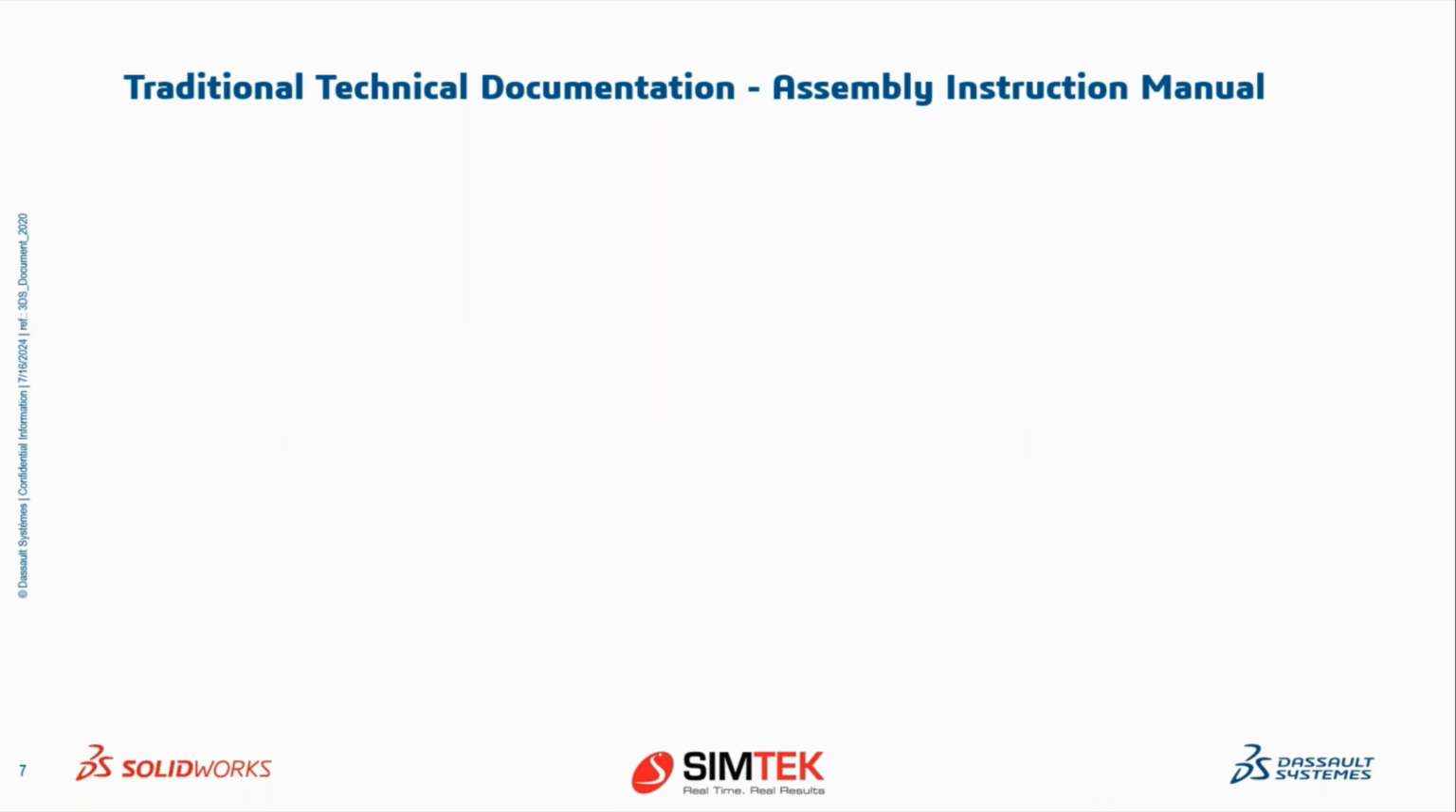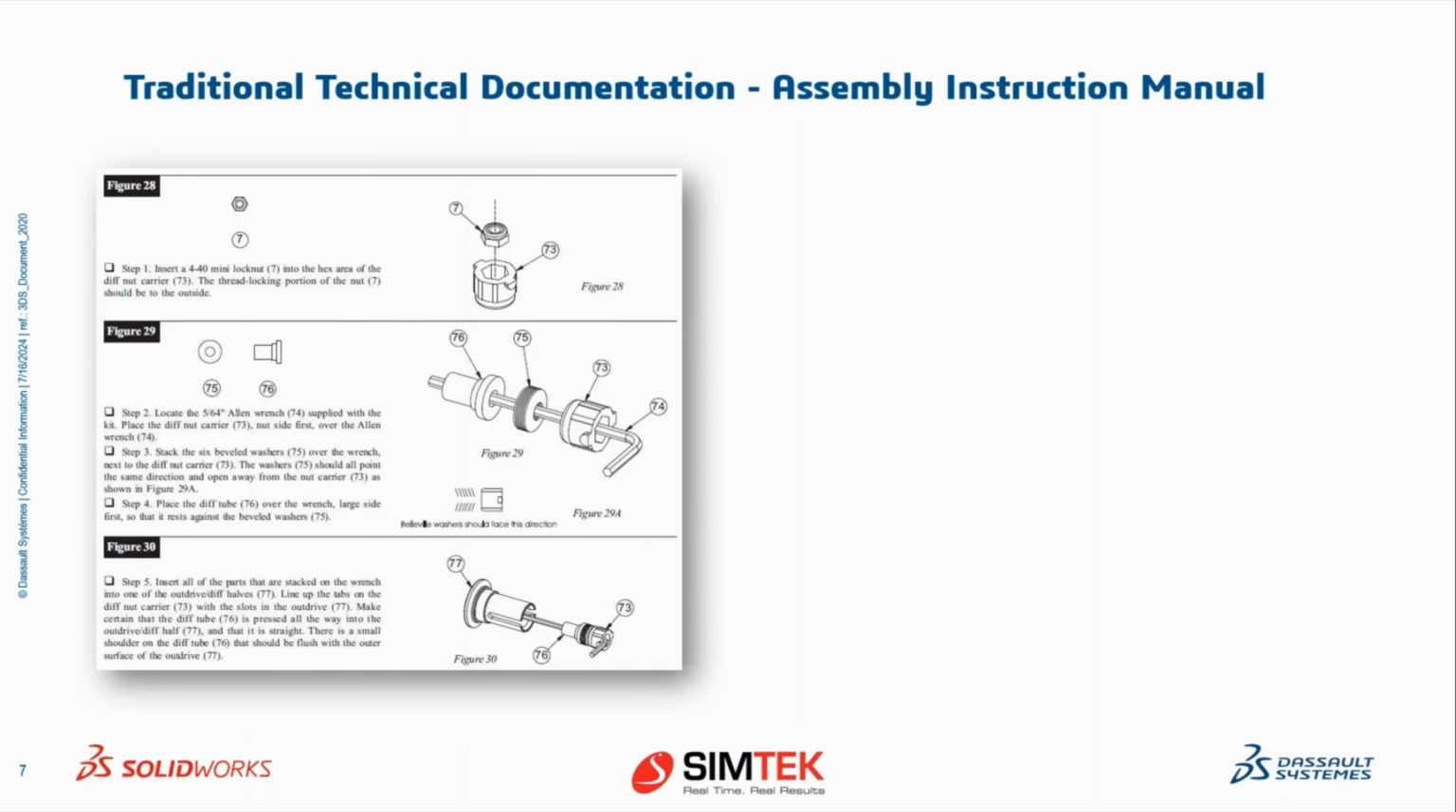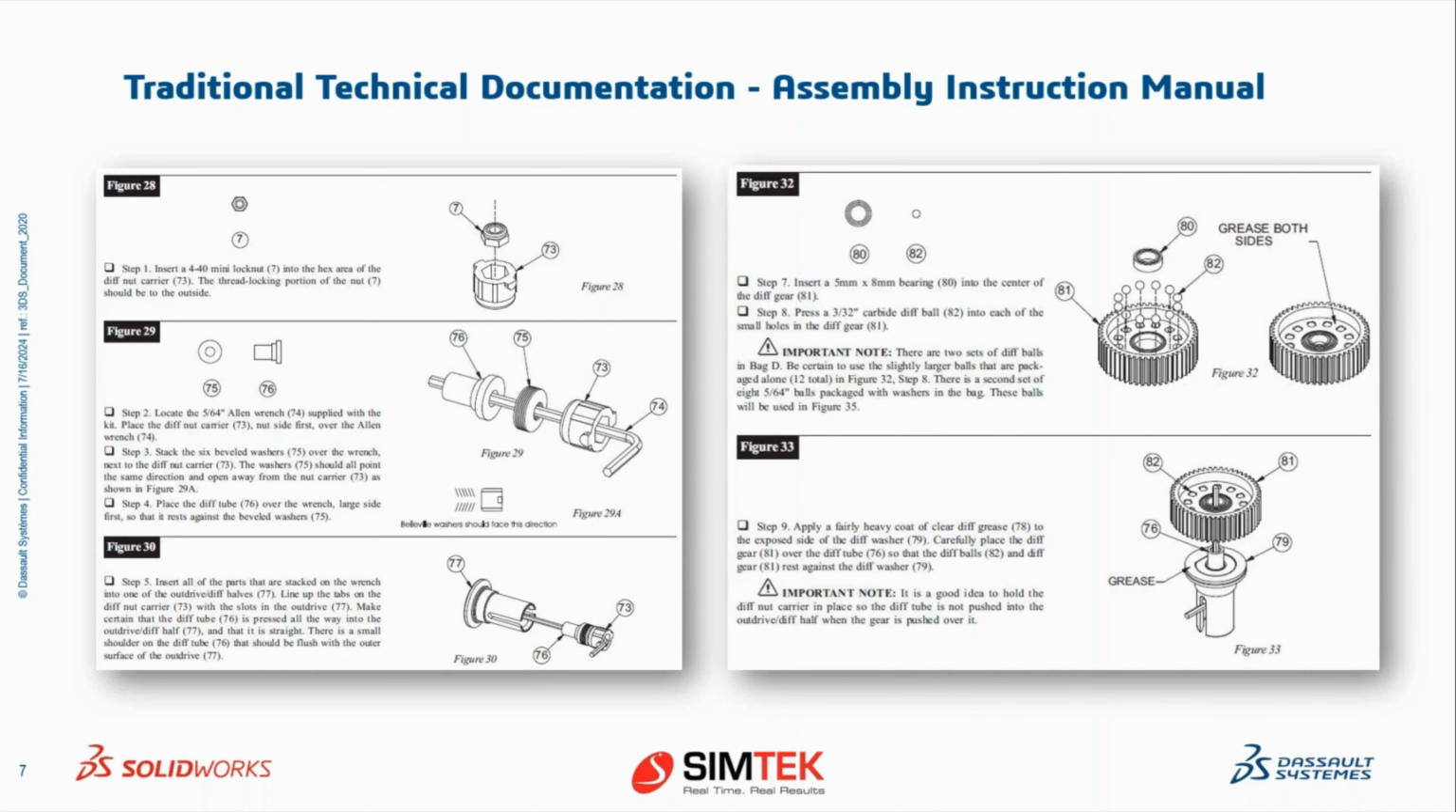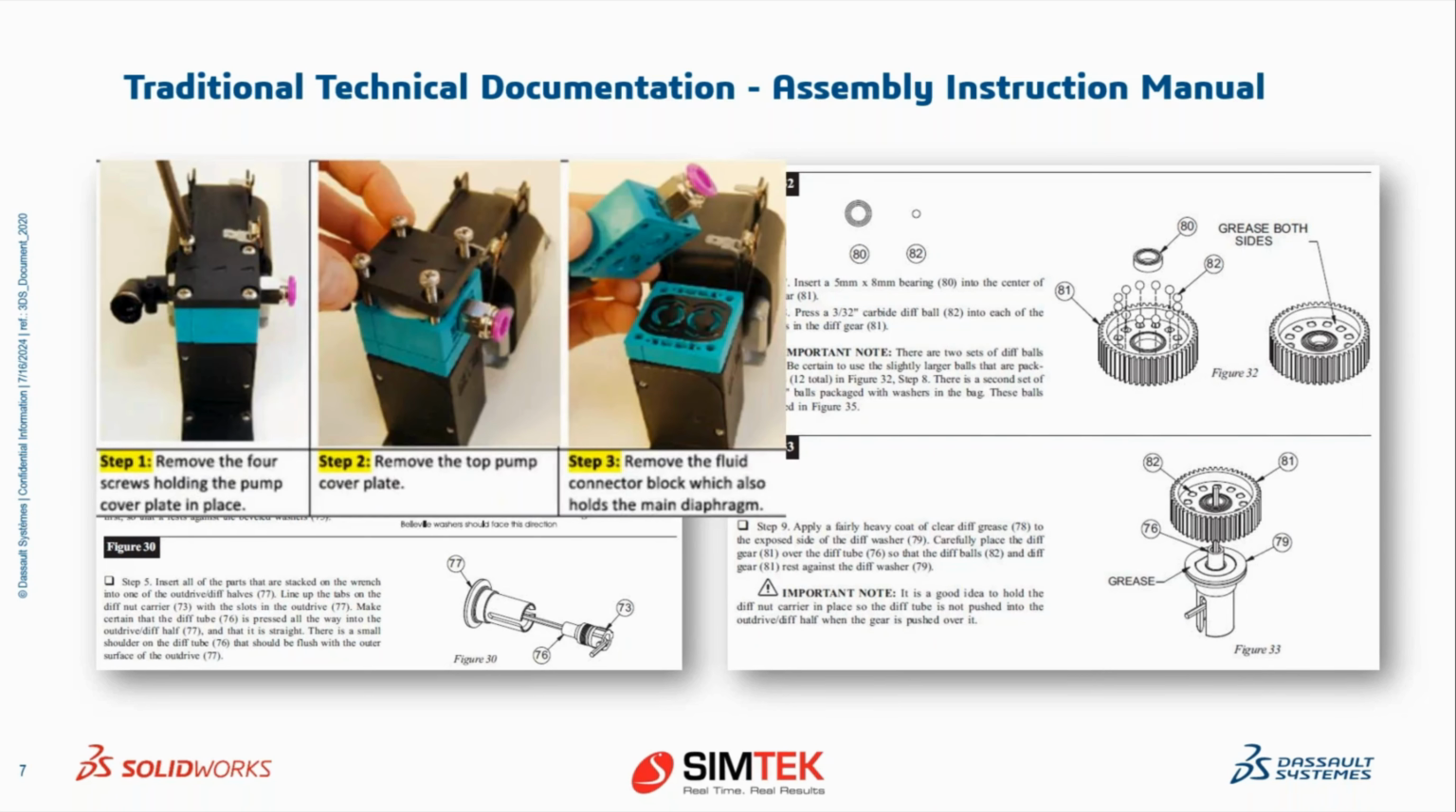The assembly instruction manual also comes under traditional technical documentation, how we work in a traditional method. You can see a lot of content in the particular image, and the model images are fewer, but there is so much content we are typing in a traditional method. That is another example for you. You can see only the image, and the steps are given here: step 1, step 2, step 3.